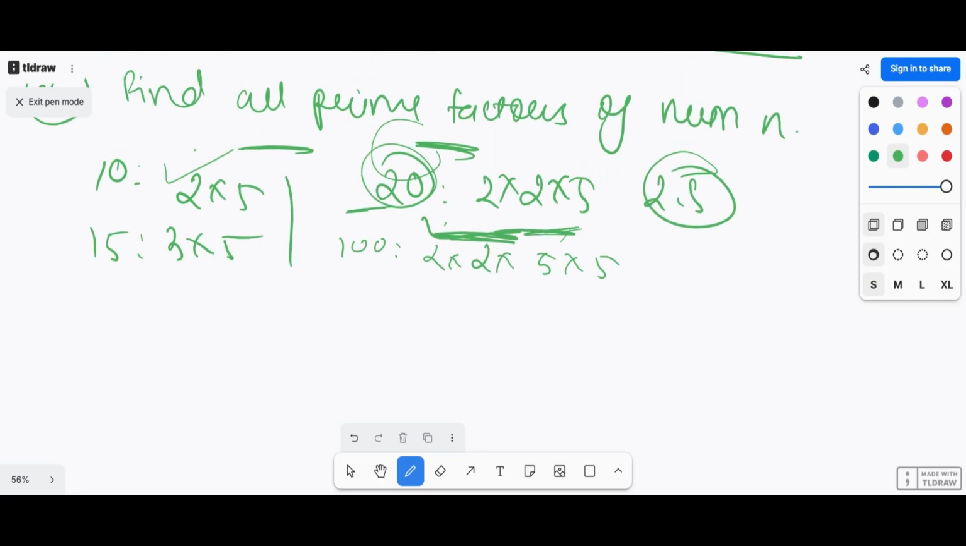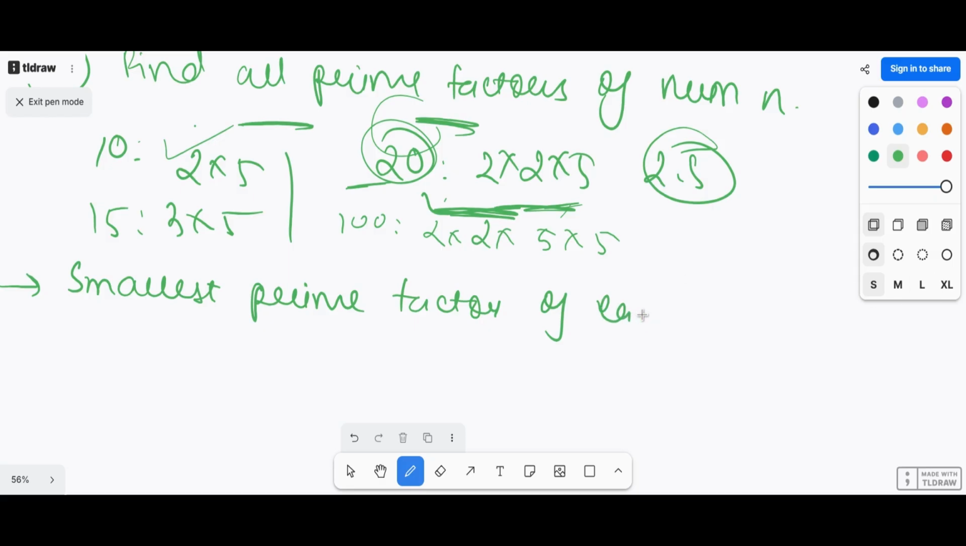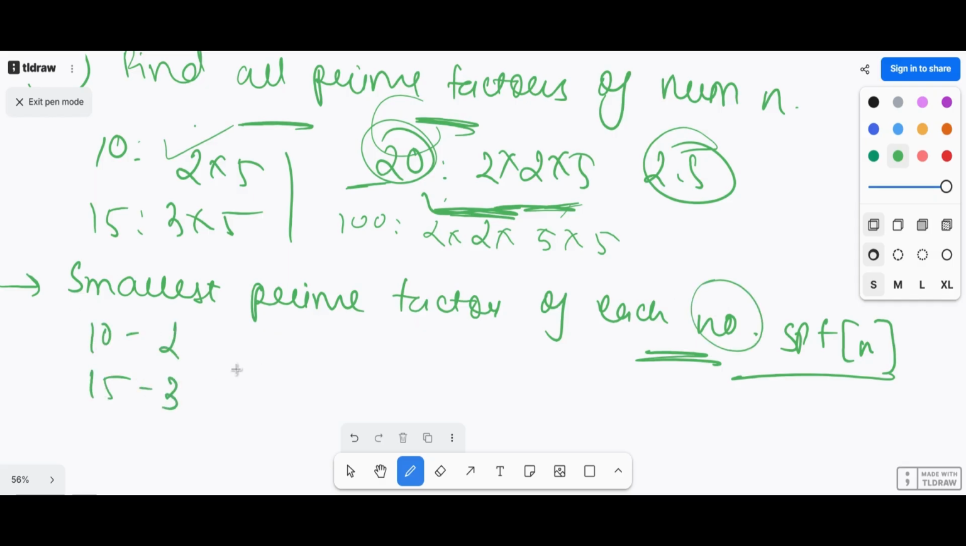Now what if you need to find the factors of any number n? How will you do it? Let's say I find the smallest prime factor of each number, SPF of n. So SPF of n is the smallest prime factor of the number. For 10 it's 2, for 15 it's 3, for 20 and 100 it's again 2. For 49 it's 7, and so on. So you could see the smallest prime factor for each number.